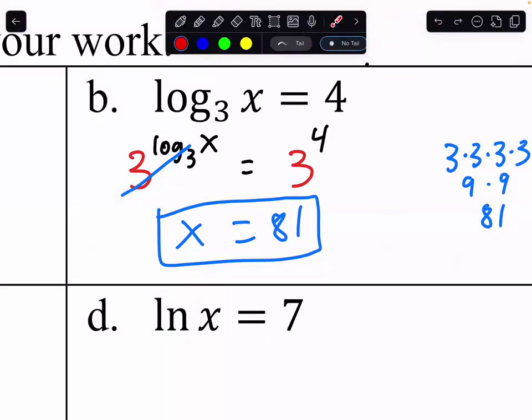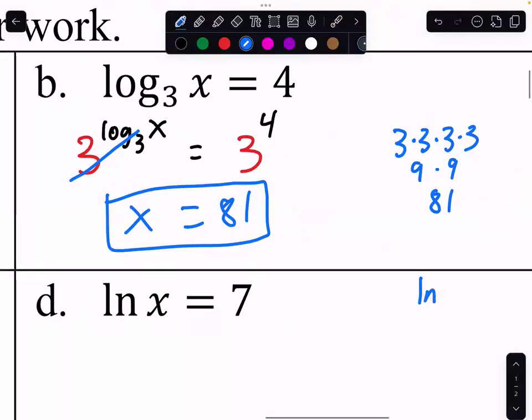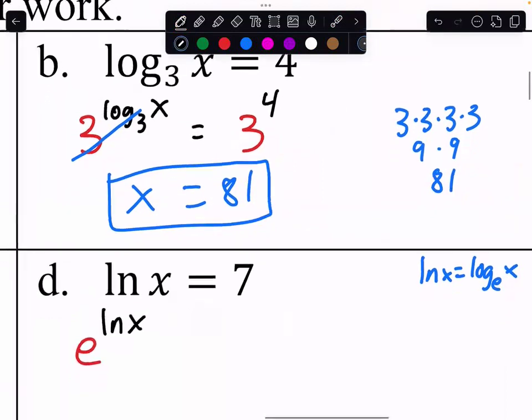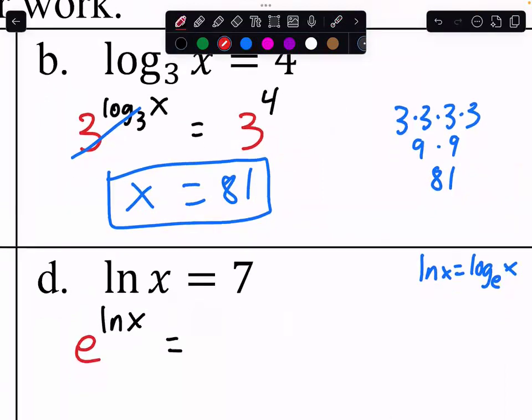Are you raising your hand, Robert? Okay, go ahead. Good. ln, we need to remember, means natural log, which means log base e. So the hidden base is e. Okay, so we're going to do e to the power of both sides. So e to the power of ln x equals e to the power of 7.